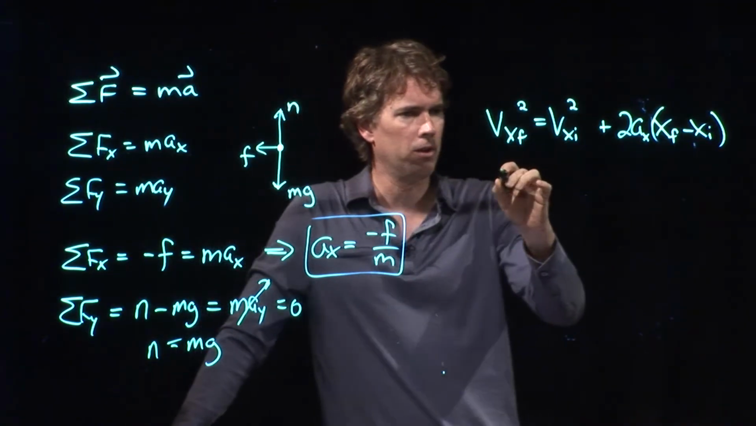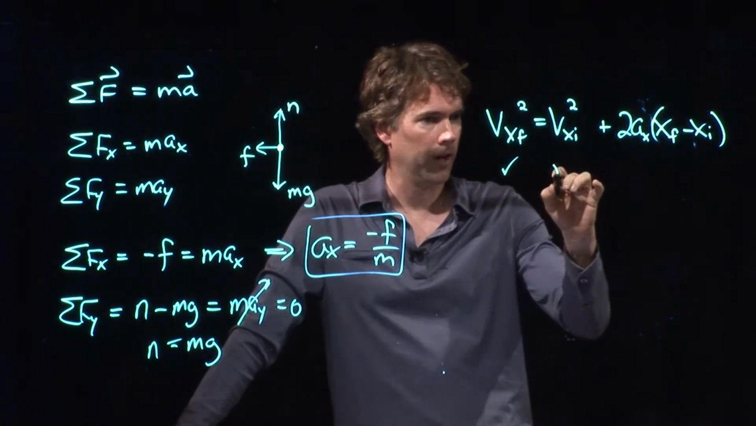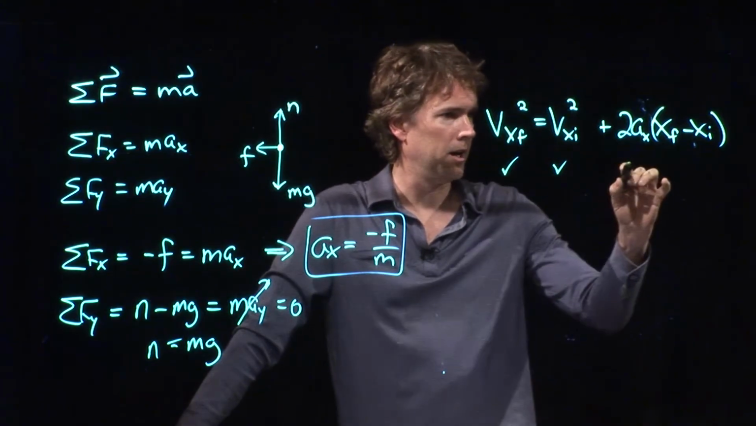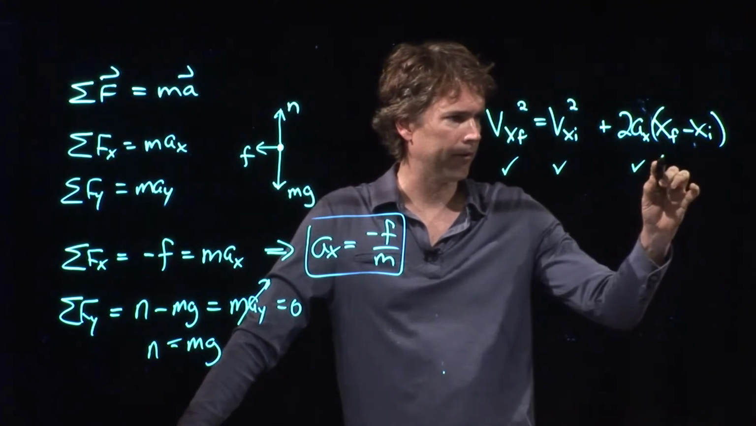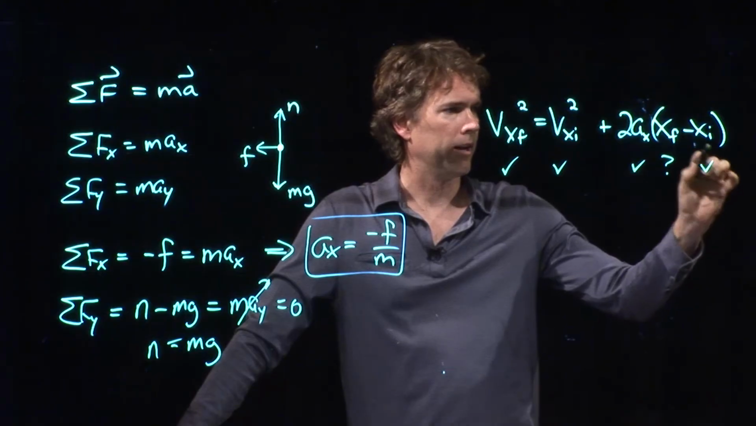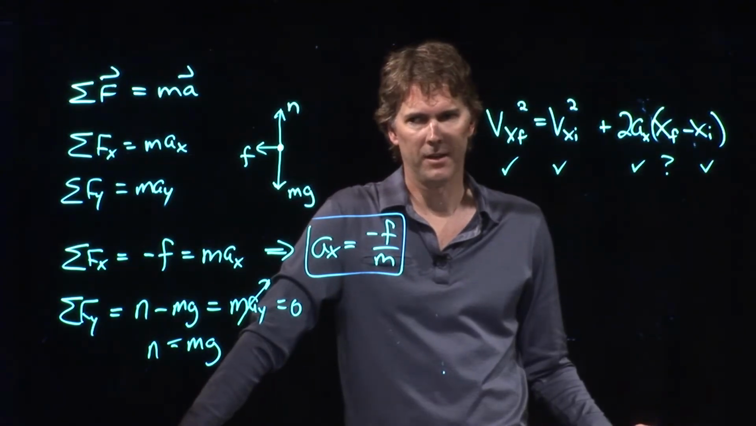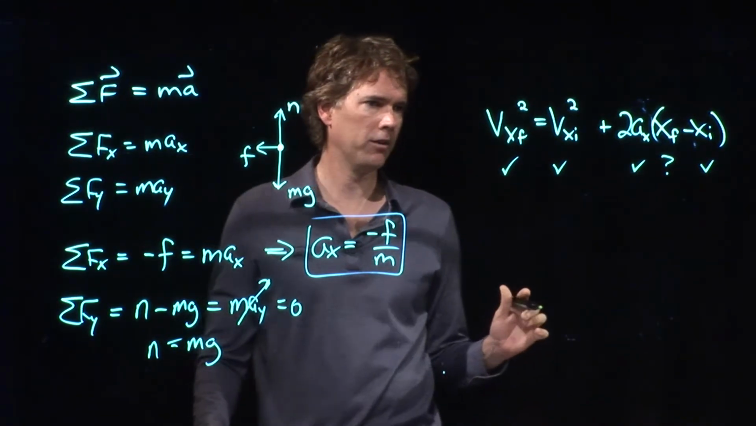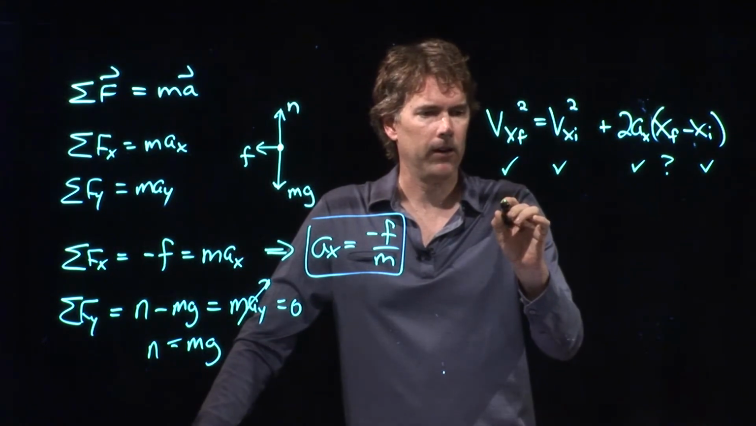And now look, I know this. That's 0. I know that. That was given. I know that. We just solved for that. X final is what we don't know. X initial, we know that. And so we can solve this equation for x final. Let's just write it out.